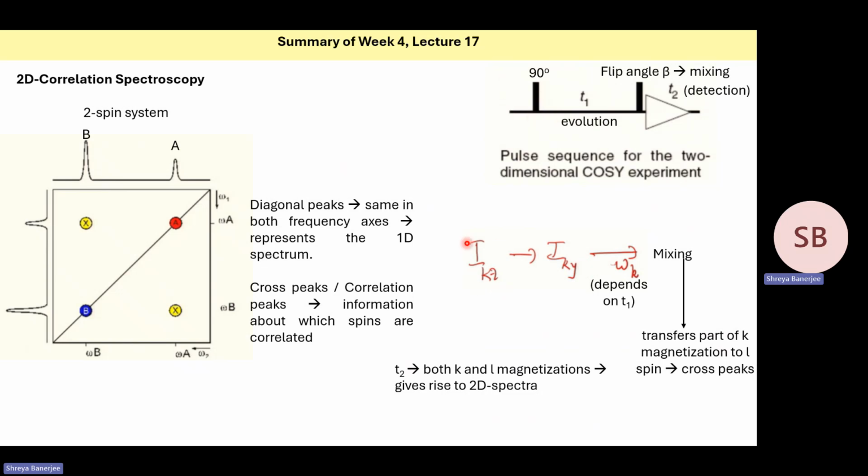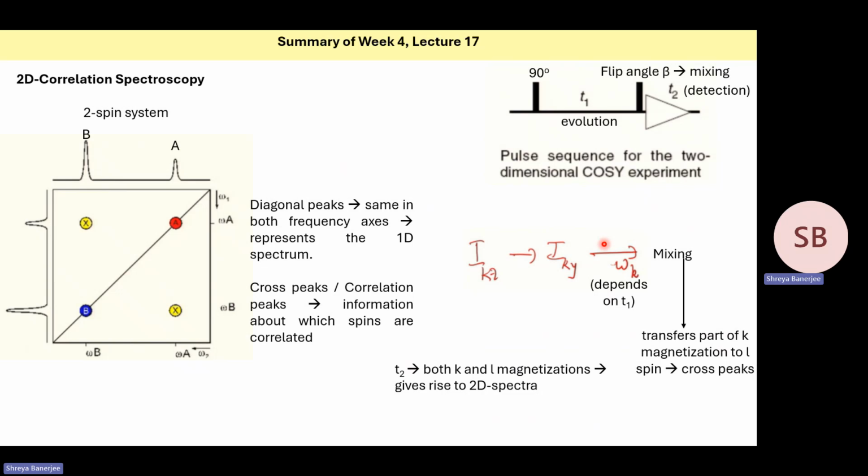You can see the initial magnetization of the K spin was in the Z direction. After the 90-degree pulse, it is coming to the transverse axis. Here we have considered Y. So IKZ is becoming IKY. Then you're allowing a time T1 in which the magnetization is evolving.